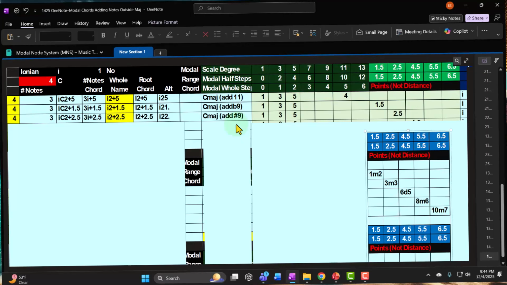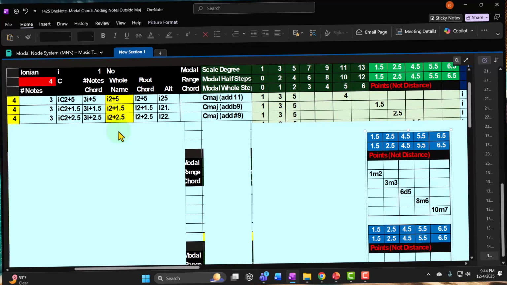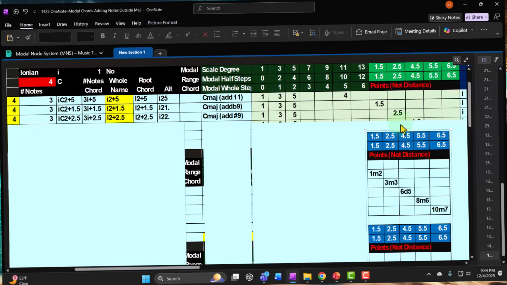You're right. A flat, whatever. It would be easier to call it an I2 plus 2.5, which would mean, look, it's going to be a normal triad, and then I'm just going to add that ocean note, which is that 2.5 note.